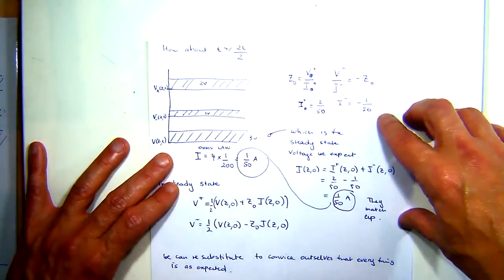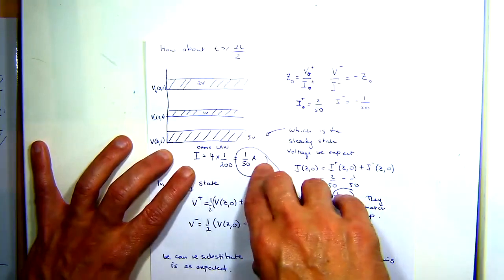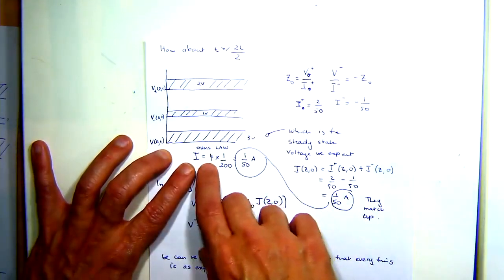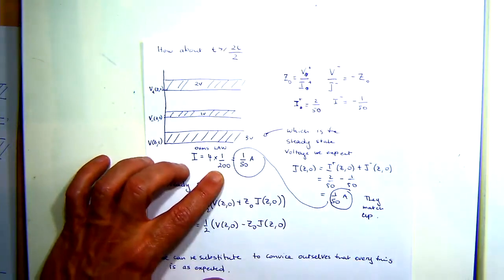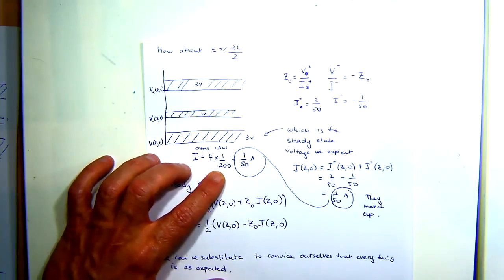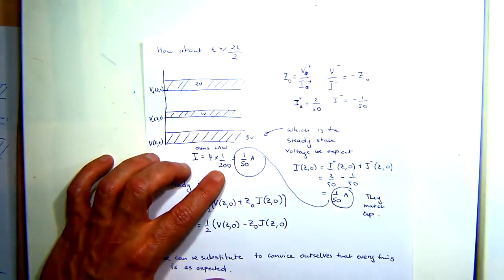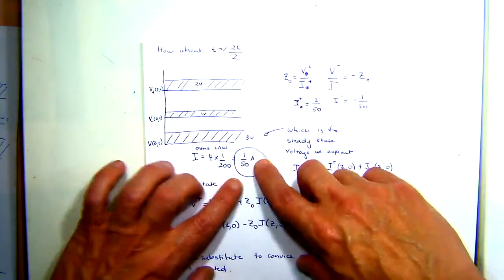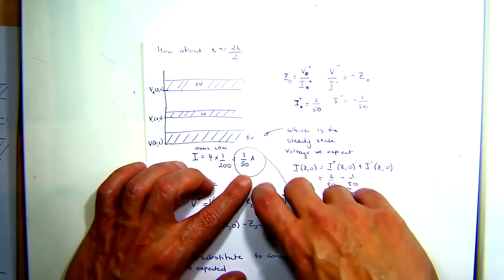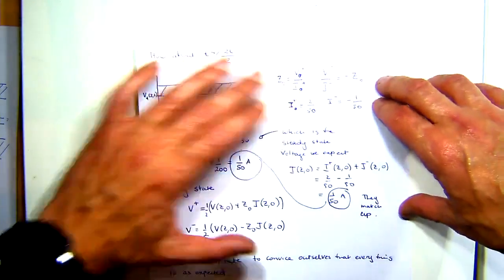Just to convince ourselves, we know from Ohm's law, if we had 4 volts from the generator, the total impedance is 200 ohms: 150 ohm load, 50 ohm source impedance. So the total current is going to be 1/50th of an amp. Let's convince ourselves that that's correct.